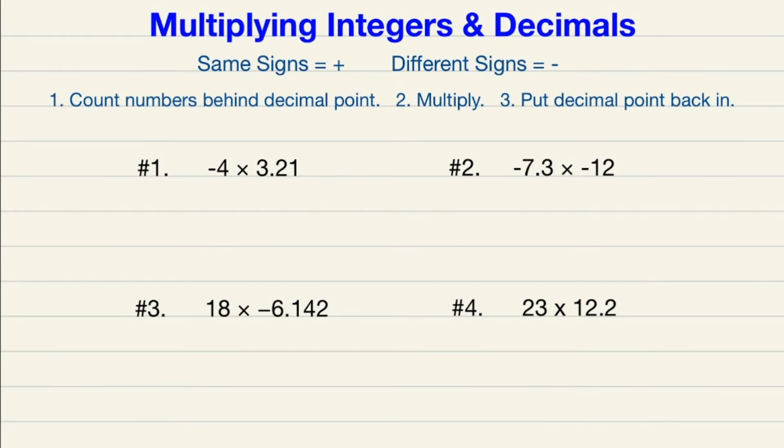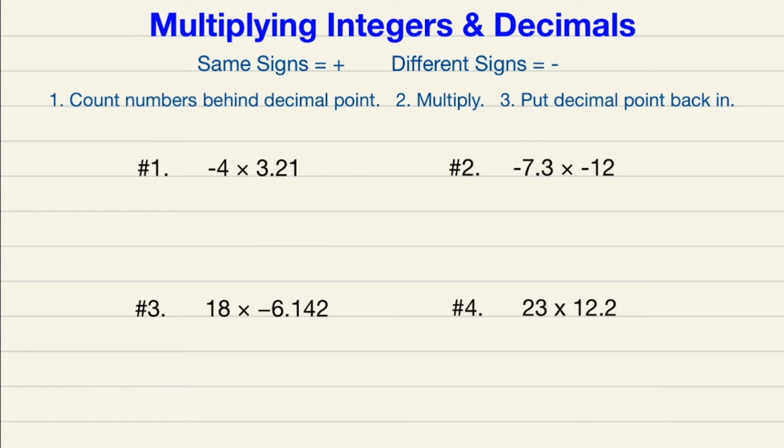In this video, we're going to talk about how you multiply integers and decimals. Now, the biggest thing that you need to know when you are multiplying is that if your numbers have the same sign, so they're either both negative or both positive, your final answer will always be positive. Now, if they have different signs, let's say one's negative and one's positive, your answer will always be negative.